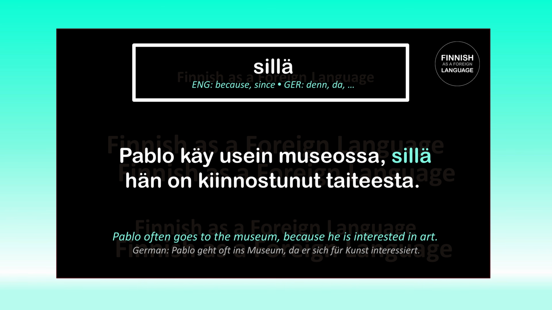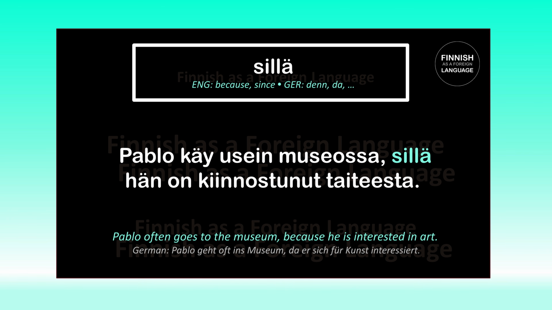Here we use the inessive case because of the verb käydä. Remember direction. Käydä requires the inessive case, which is why we say museossa here. Sillä is our conjunction, meaning because or since. Hän on kiinnostunut means he's interested. In what is he interested? He's interested in art. That's why we say taiteesta, which is the elative case of taide, meaning art. Here our conjunction is sillä, meaning because or since.